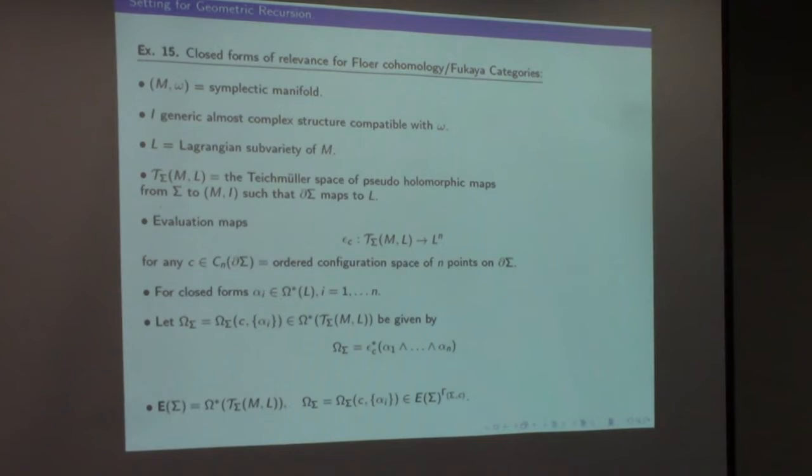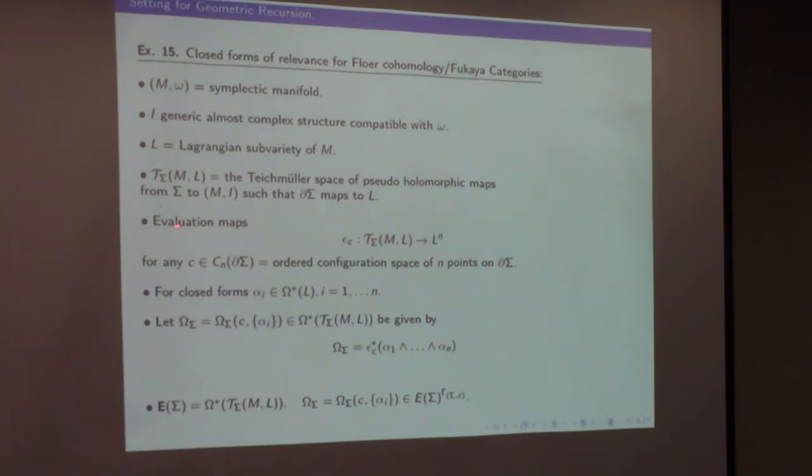I then pick a Lagrangian subvariety of M. And then I look at the Teichmuller space of pseudo-holomorphic maps from this surface to M with respect to I. Of course this depends on picking a complex structure on sigma and then looking at the pseudo-holomorphic map for that complex structure, right? But this is going to be some construction that works in a Teichmuller way, just like here, where I just consider such parameterizations together with the maps. So that gives me what I call the Teichmuller space of pseudo-holomorphic maps from sigma to this manifold with respect to I, and I require that the boundary of the surfaces go to the Lagrangian.